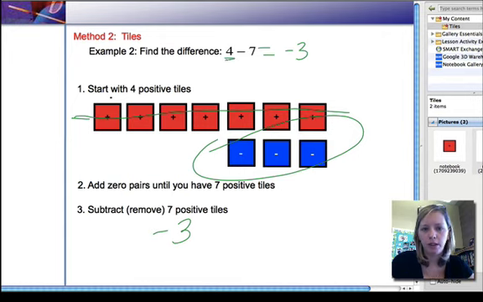So recap what we did. We started with 4 positive tiles. We added 0 pairs until we had 7 positive tiles. And then we took away those 7 positive tiles to see what was left, which was negative 3.